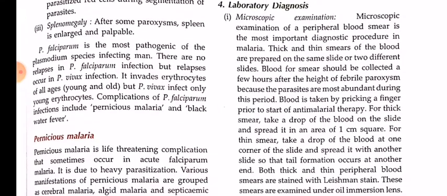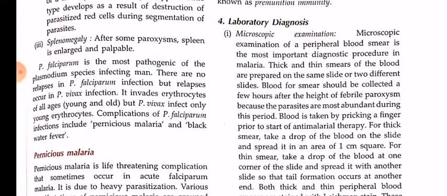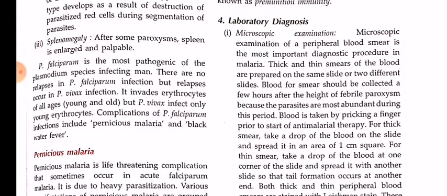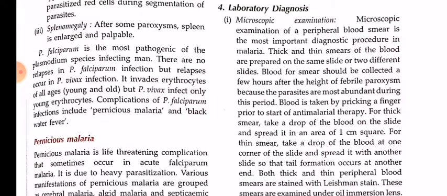Laboratory diagnosis, very important. Microscopic examination of a peripheral blood smear is the most important diagnostic procedure in malaria. Thick and thin smears of the blood are prepared on the same slide or two different slides. Blood for smear should be collected a few hours after the height of febrile paroxysms because the parasites are most abundant during this period. Blood is taken by pricking a finger prior to the start of antimalarial therapy.